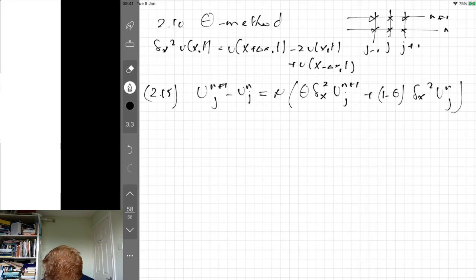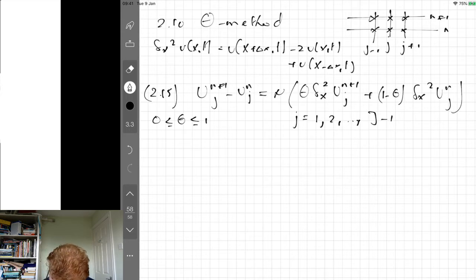And for the homogeneous boundary conditions, the index runs from 1 to, what is it? J minus 1, because at j is 0 and j is capital J, we have our homogeneous Dirichlet boundary conditions, and we take the weight theta between 0 and 1.